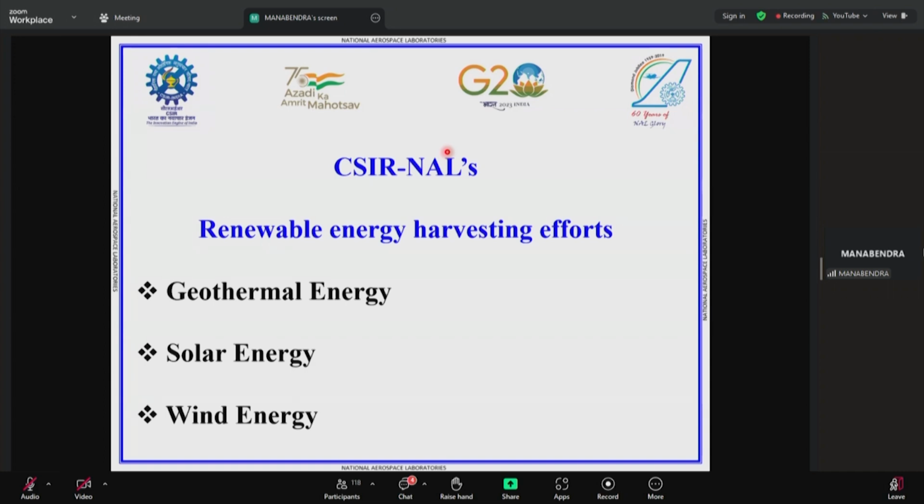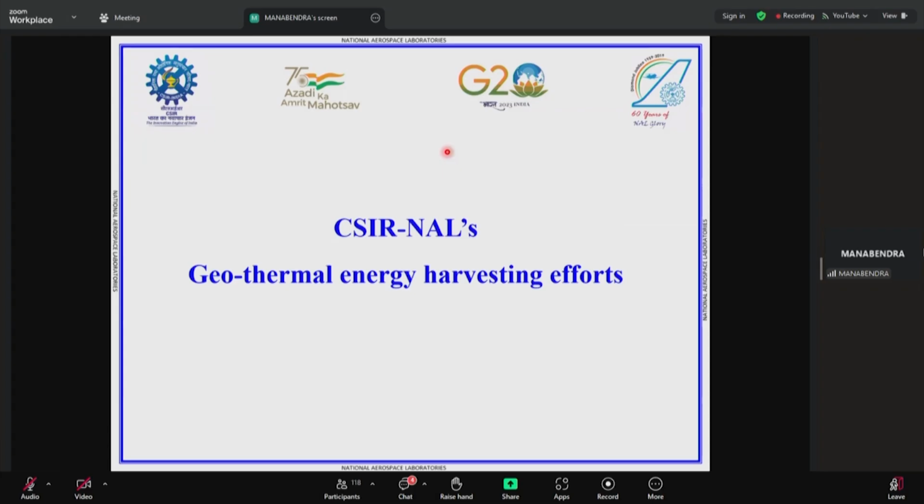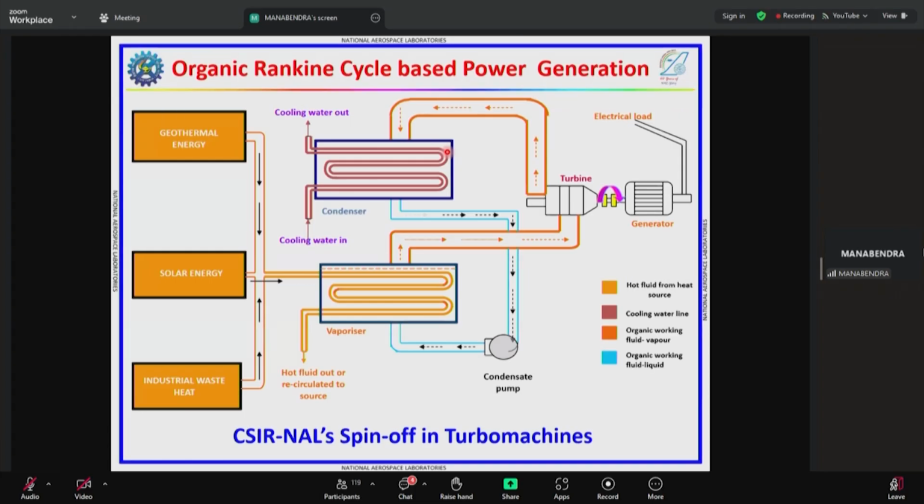Coming to geothermal energy, this is typically the overall architecture of the plant, where you see that our core expertise in turbo machinery has been employed in designing the turbine. Of course, when you talk about harvesting energy, I cannot stop at only designing a component. So NAL did some pioneering work in the development of this entire system, starting with a pilot project using industrial waste heat, followed by harvesting geothermal energy, and subsequently solar energy also.